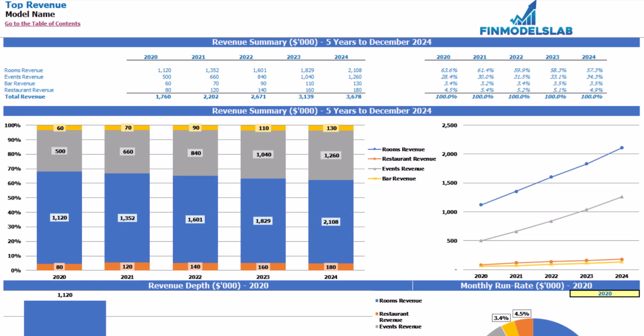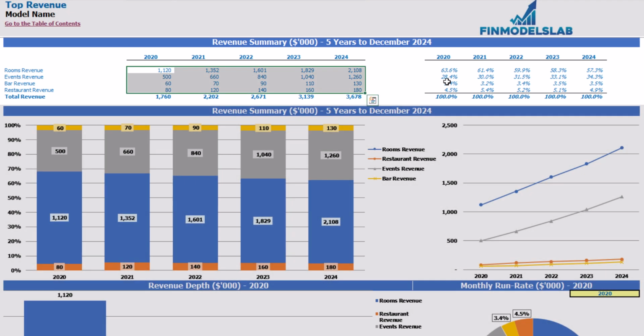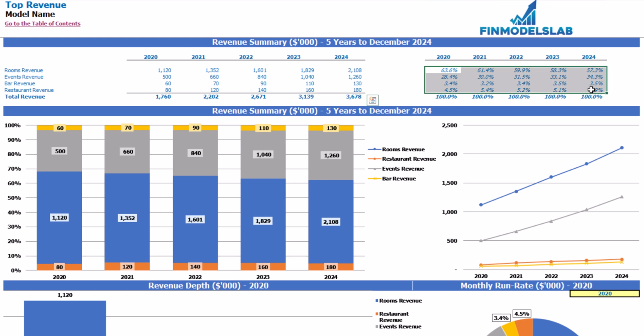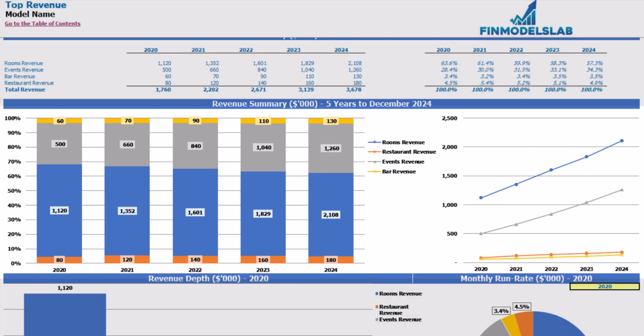On the Top Revenue tab, you can see the revenue breakdown by rooms revenue, events revenue, bar revenue, and restaurant revenue. Also, you may see the breakdown of absolute values by years and percentage allocation by years. The same information you may see on the charts below. So here you may see the percentage allocation and the absolute values allocation.